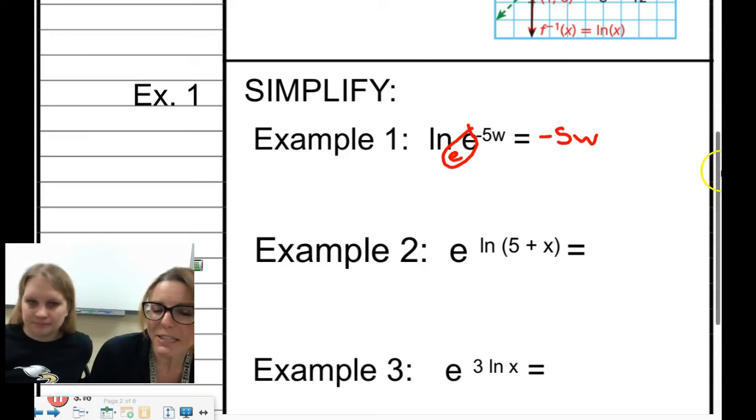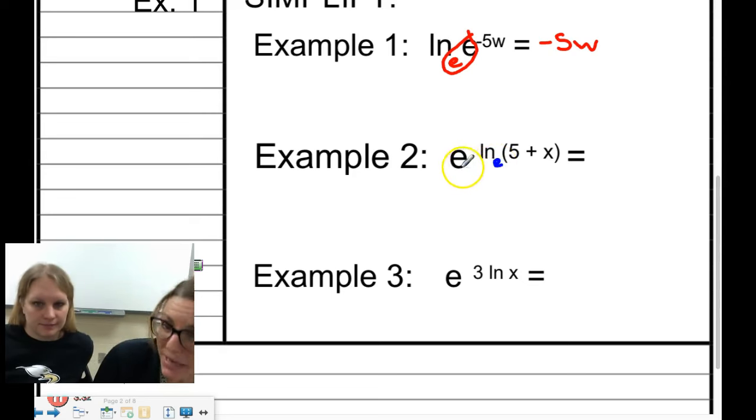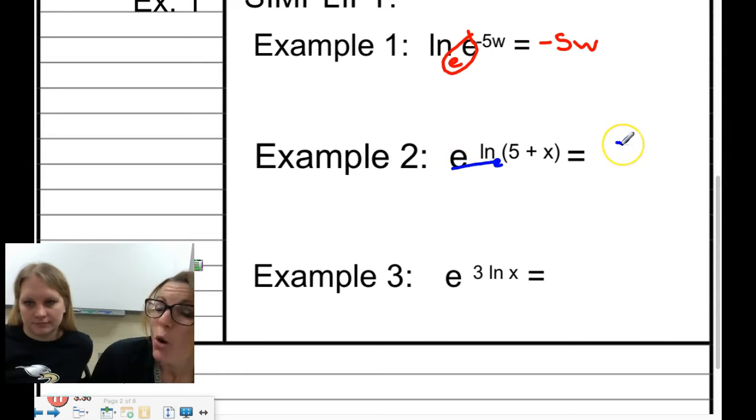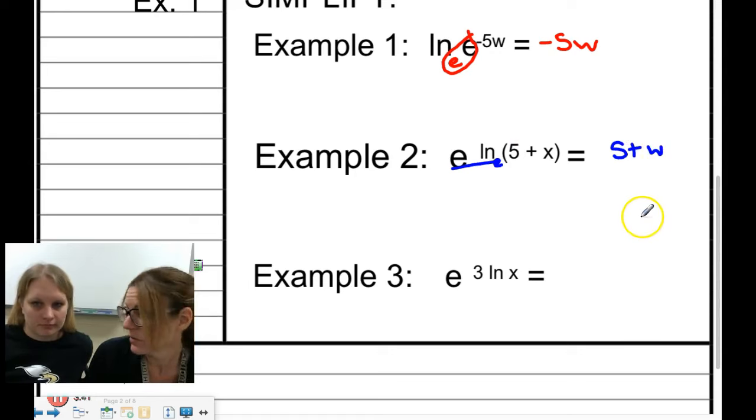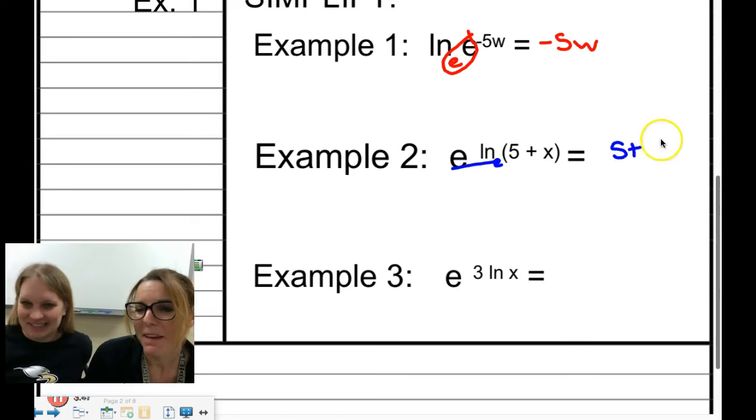Now look at the next one. I'm going to scroll down for you a little bit. Let's write the base e next to natural log. Remember that has a base of e, just like the other one, so write e. Now, because the big E and the natural log is an exponent in this case, when that's the case and the bases are the same, the answer is just the exponent, 5 plus x.